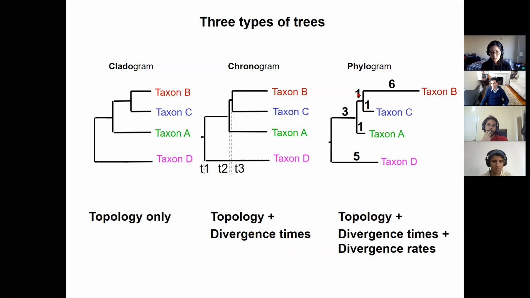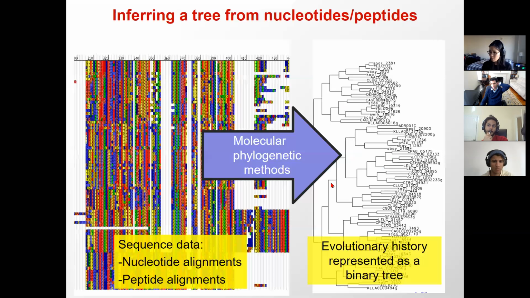They've been evolving at a faster rate at the molecular level, and we can represent that in a phylogram. So our challenge today is going to be, how do we infer a tree from a set of nucleotides and peptides that we have aligned using any of the methodologies that we talked about so far?